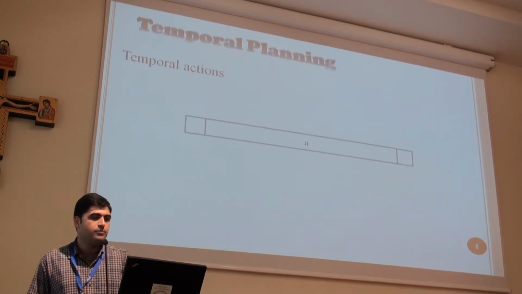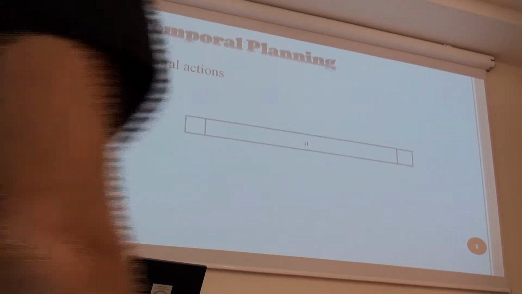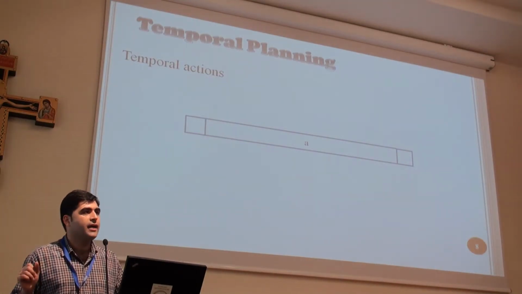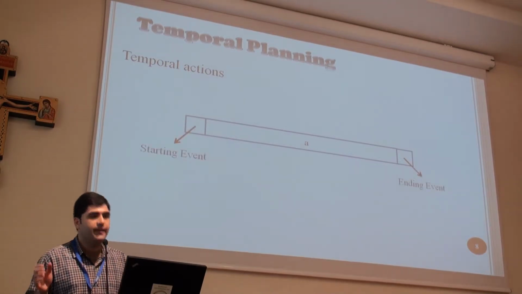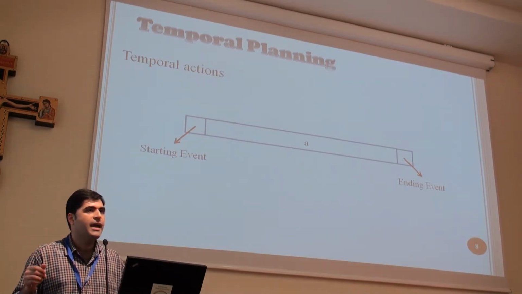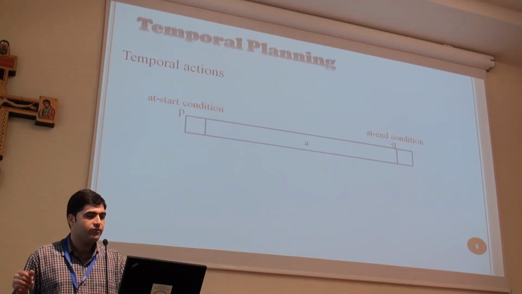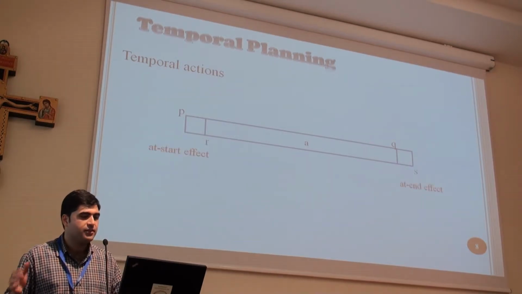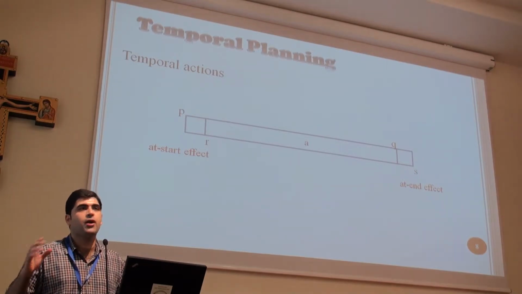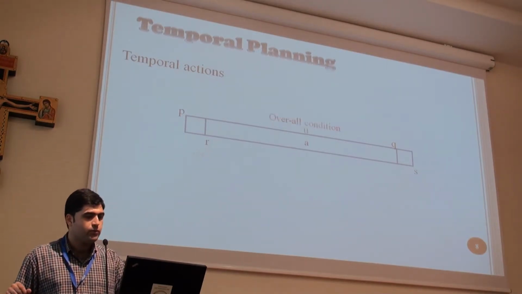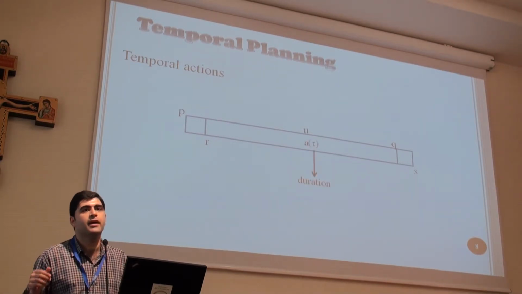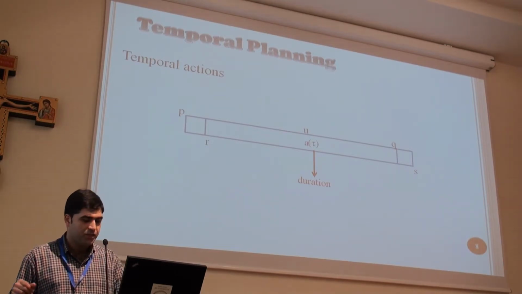Now I'm describing temporal planning. In temporal planning, we have temporal plans which have two events, the starting event and the ending event. Each event is like a classical action, so it can have preconditions and effects, and as a result, an action can have different preconditions and effects upon starting and ending. An action also can have overall conditions, and each action should have a rational number as its actual duration.